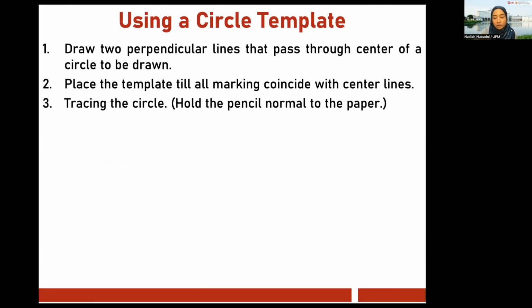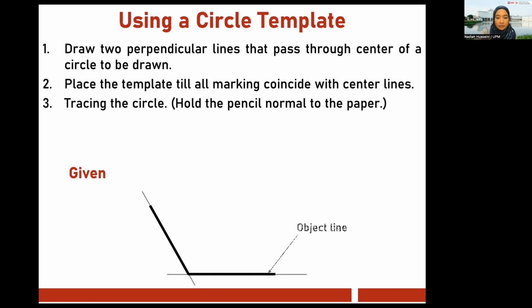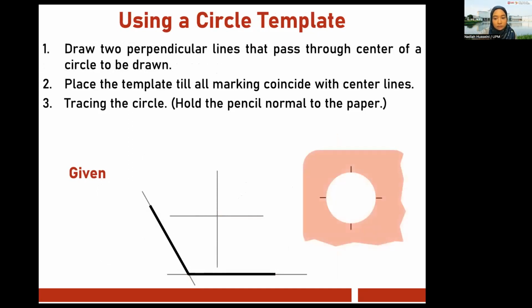Using a circle template. So what is that? We have not seen this before, I believe. A circle template is actually like a card or like a paper that has a circle hole. Kita tengok. So this is the center of a circle to be drawn. You make your center line, just like AutoCAD as well. And then this is your template. It can be a card or it can be just a paper with a hole. So you put it on top and trace it.